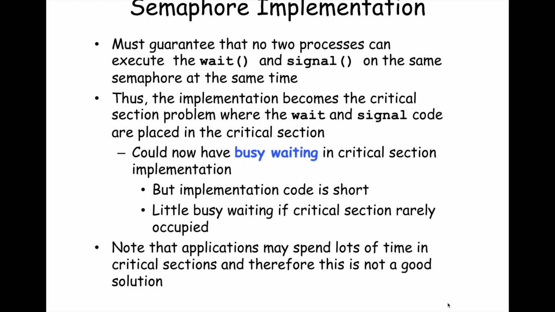We have this wait and signal, and you have to guarantee that no two processes can execute wait and signal on the same semaphore at the same time. And what does that mean? It means these things are atomic, right? You must have either process 1 interact with it first and then process 2, or the underlying variable itself, which goes to your question, that implements the semaphore, that has to be protected. It is a critical section.